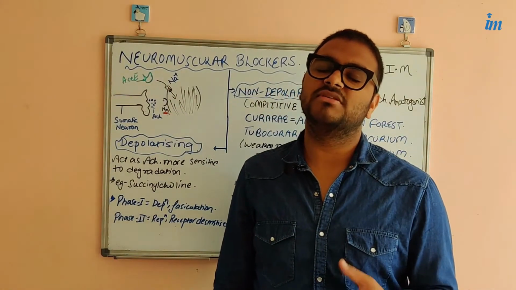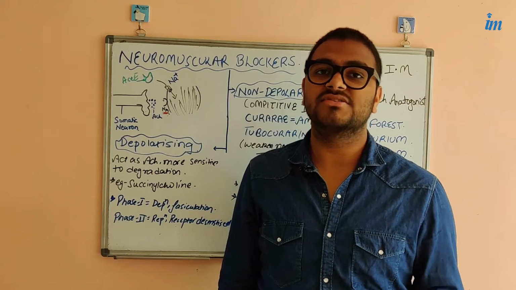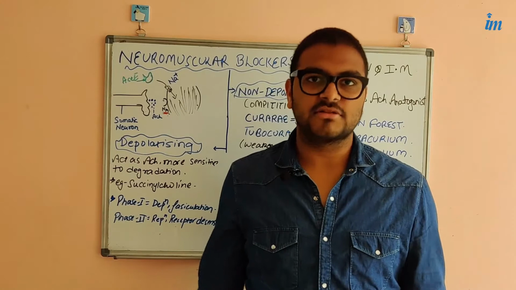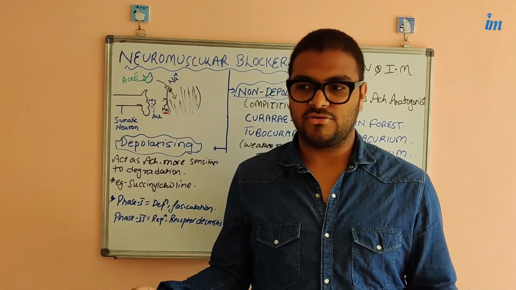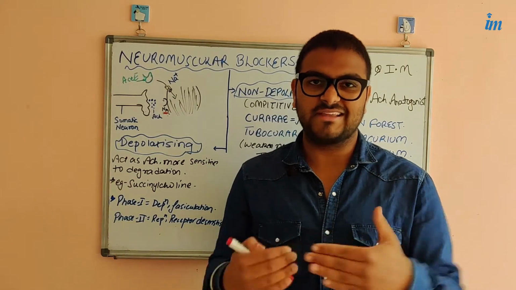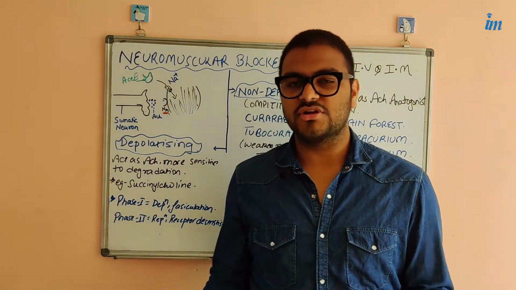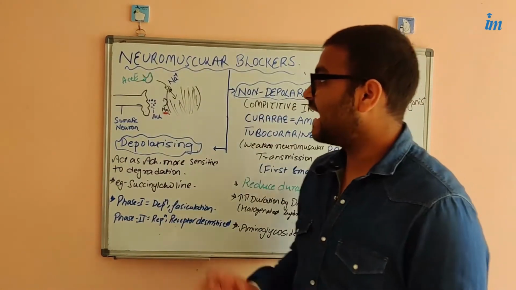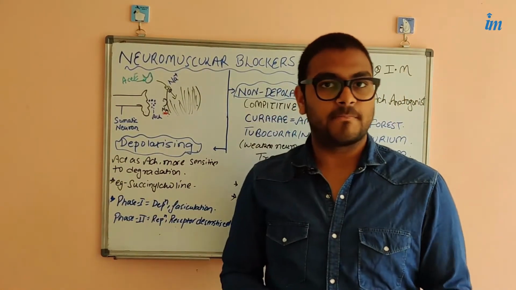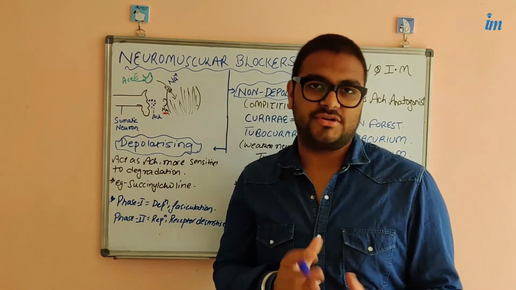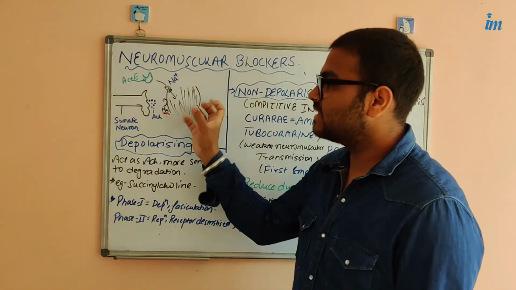Then this depolarization causes calcium to come in, and the calcium causes muscle contraction by cross-linking the actin and myosin filaments together. So that is the normal physiology. What we are attaining here with the neuromuscular blockers is that we don't want this depolarization to occur, or any procedure that can stop the muscle activity.